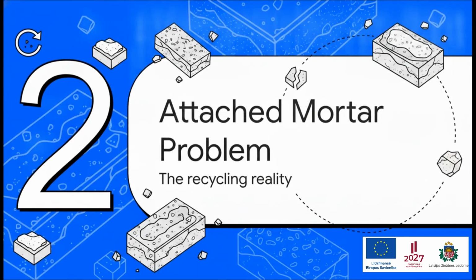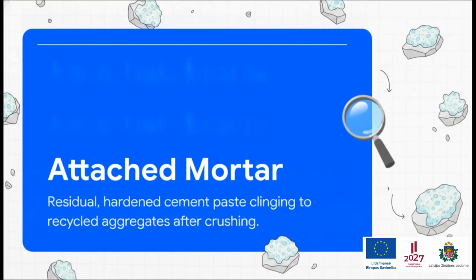Moving on to Section 2, the attached mortar problem, because, well, the reality of the recycling process is a bit more complicated. An infinite loop sounds absolutely perfect in theory, doesn't it? But the physical reality of crushing rock introduces a primary culprit that fundamentally alters our recycled concrete. We call it attached mortar. This is the residual hardened cement paste that stays completely glued to the original aggregate even after the concrete is crushed. To really picture this, imagine that attached mortar as a highly porous sponge.